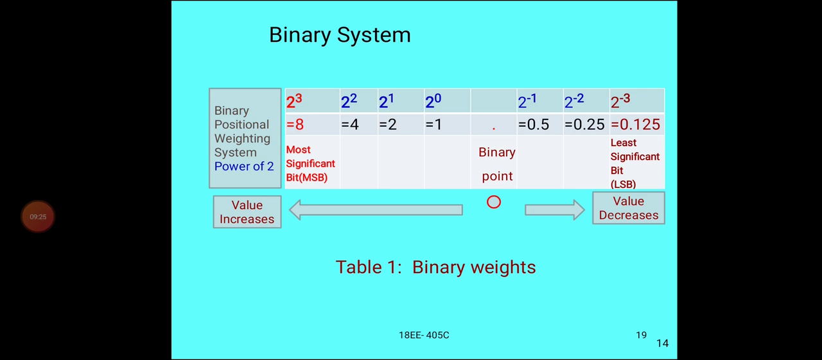Whereas 2 to the power minus 1 is 0.5, 2 to the power minus 2 is 0.25, 2 to the power minus 3 is 0.125. So 2 to the power minus 3 is the least significant weight, which can be represented shortly as LSB. 2 to the power 3 is the most significant bit, MSB. So from the binary point, on the left side the values are increasing. On the right side, the values are decreasing.